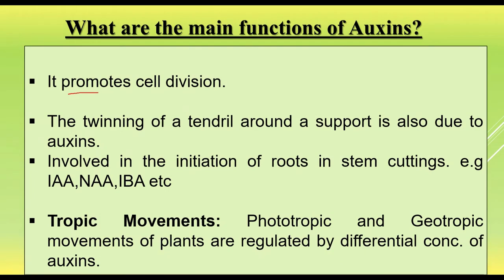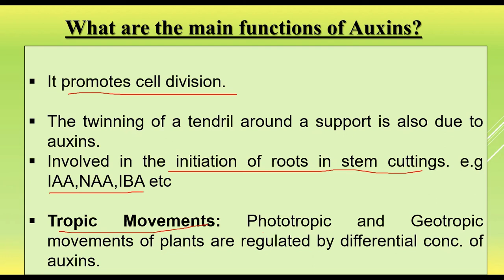Auxin promotes cell division. Auxin is involved in the initiation of roots in stem cuttings. That is, in vegetative propagation, the stems are cut and then dipped in auxin solution, which helps in the initiation of roots. It also helps in lateral branching of roots, and for this indole acetic acid, naphthalene acetic acid, and indole butyric acid are used. The next one is tropic movement.